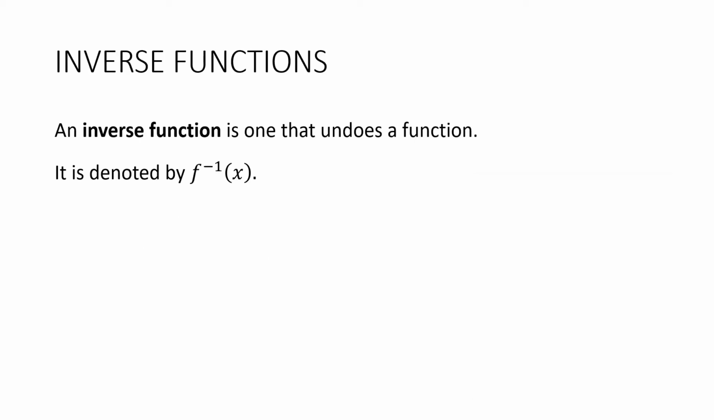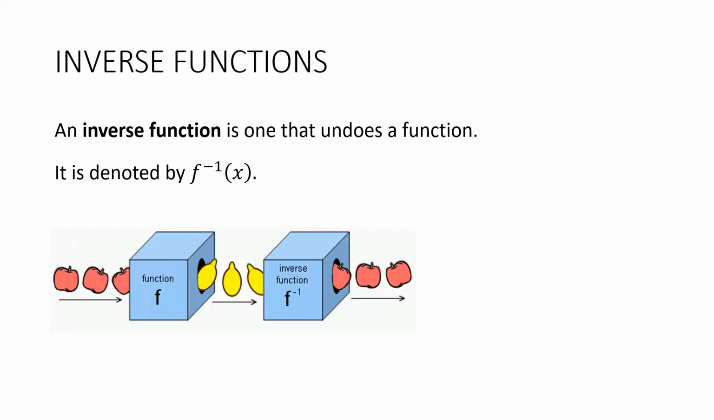So an inverse function is one that undoes a function, and this is how it's denoted: f to the power of -1 of x. So it's like this. If we have a function that is changing apples into lemons, then the inverse function will take the output of the function and turn it back into the input.